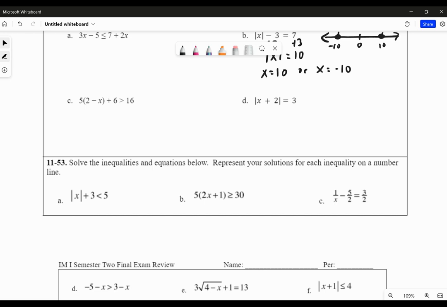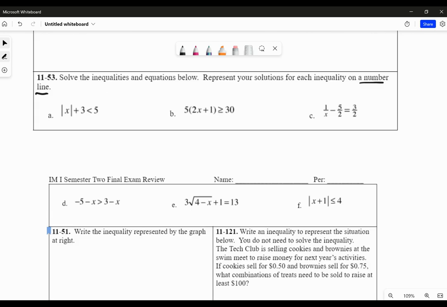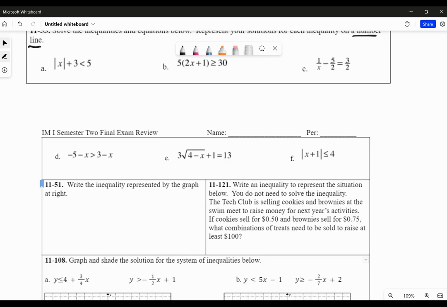Here you have another one where you're solving the inequality, but with the same kind of thinking where you subtract 3 from both sides. And it also wants you to represent your number on a number line. If you need to, grab a ruler if you want your number lines nice and straight. Okay.